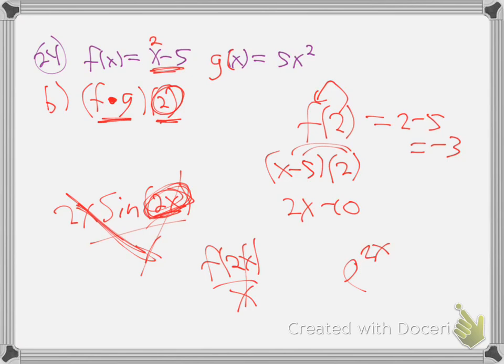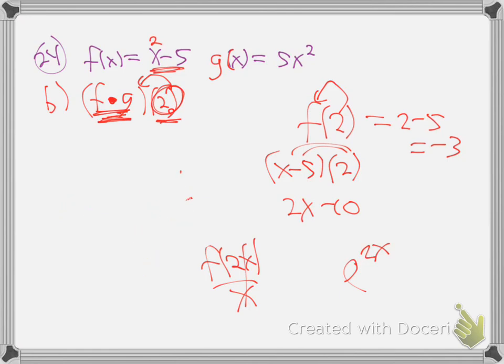This isn't fg times 2. This is f times g, and then plug 2 into the answer, right? Anything to the right of a function, anything after a function, those parentheses don't mean multiply. They mean plug into the function, don't they? Okay, so really remember that. It'll serve you well in so many situations if you're going to higher math.